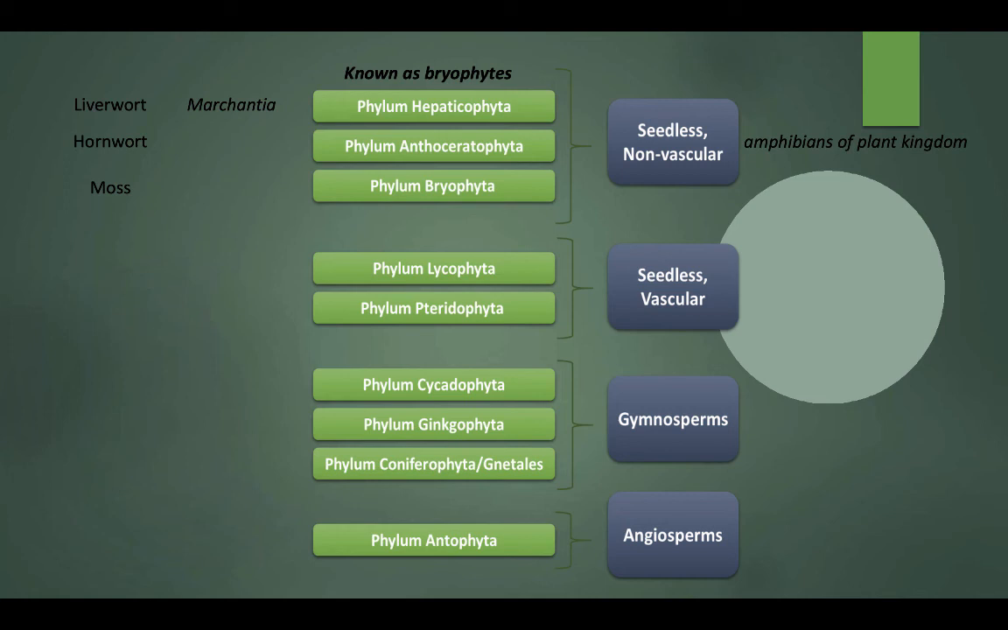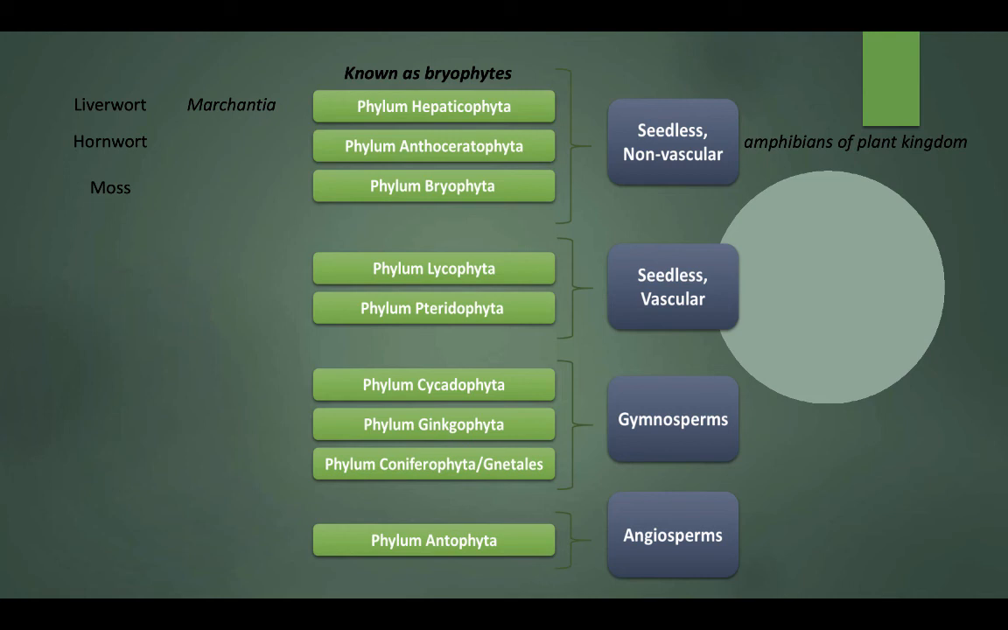They're not going to be submerged in water all the time as if they were in a lake or a pond, but they do need water to facilitate reproduction. Now, these are known as bryophytes, and typically there are 3 phyla within this particular subsection of plants: the phylum Hepatophyta, the phylum Anthocerotophyta, and the phylum Bryophyta. We are going to focus on an example of each.